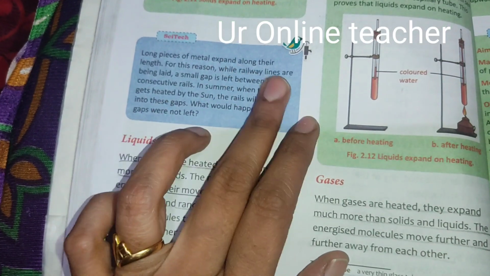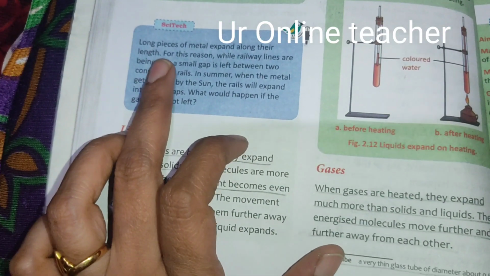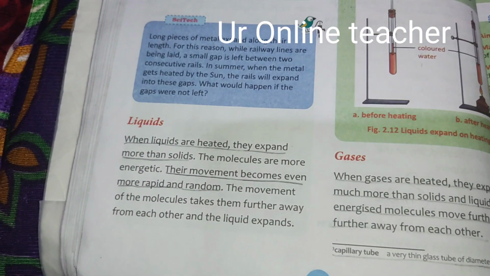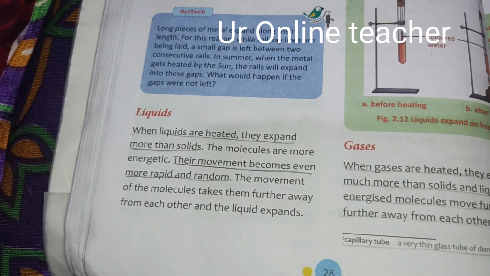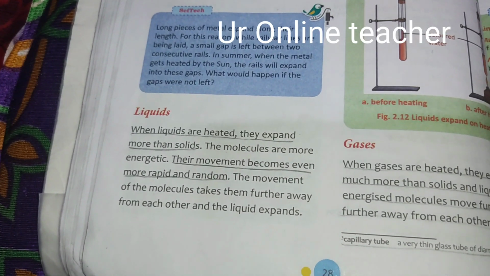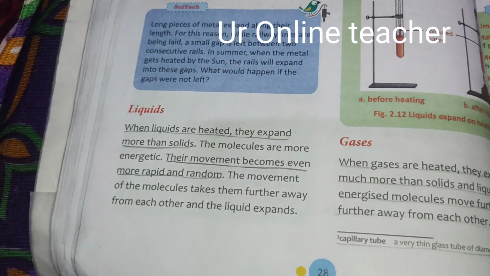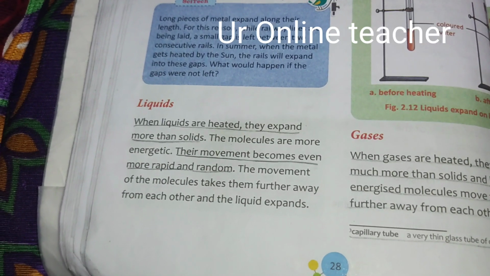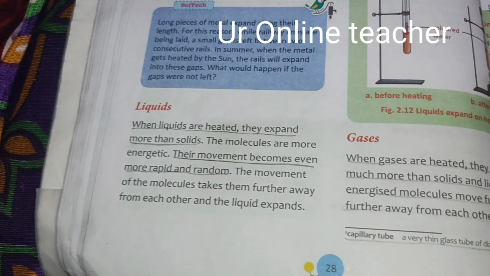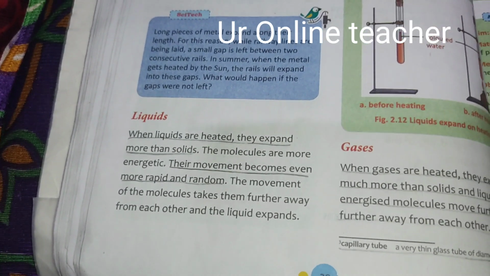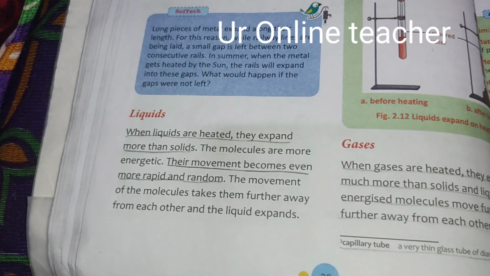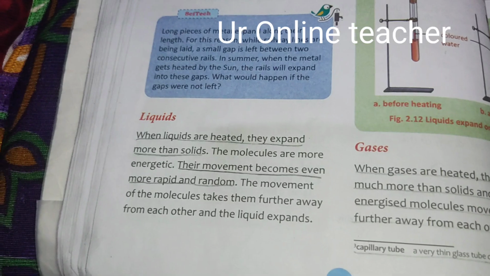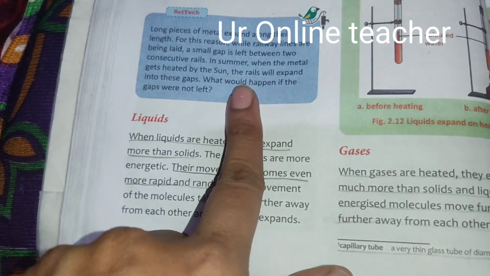Long pieces of metal expand along their length. So when we take a long piece of metal, it will expand along the length, like railway lanes. Some gap is left between two consecutive rails. Why? Because in the summer, because of the sun's heat, the metal will get expanded. And if there is no gap, what happens? It will be difficult. The two trains will collide. That is why they keep some gap.